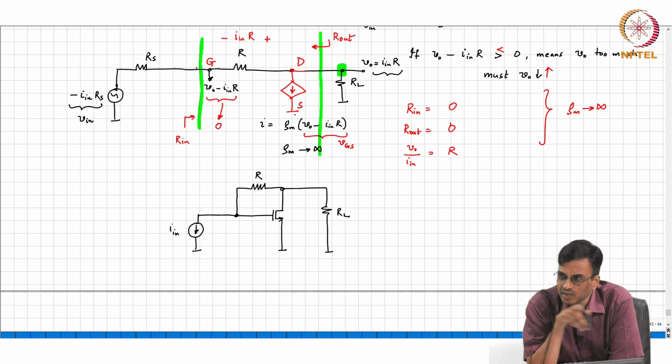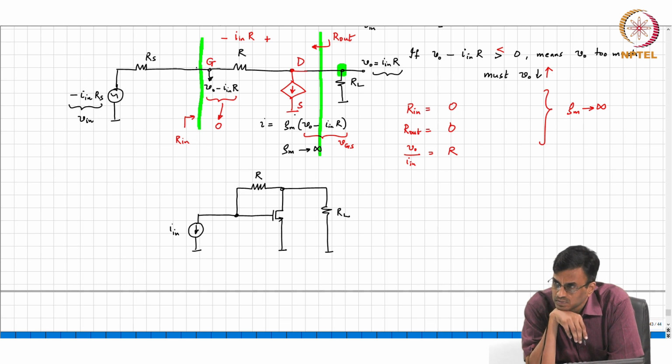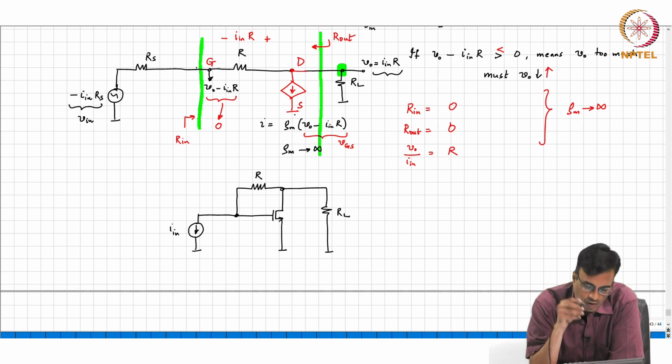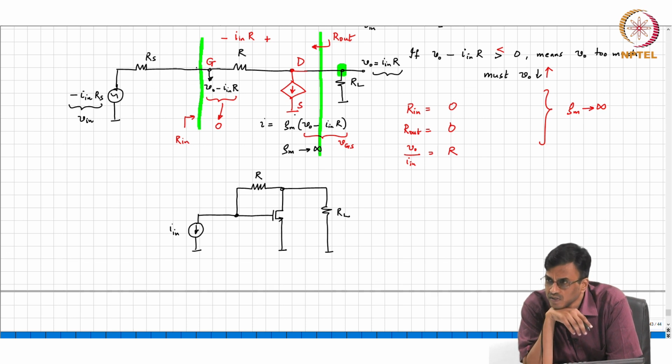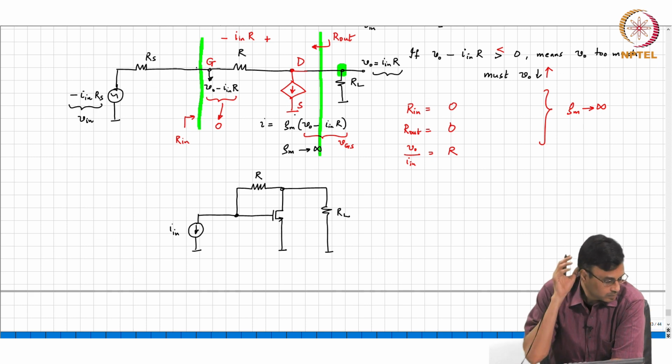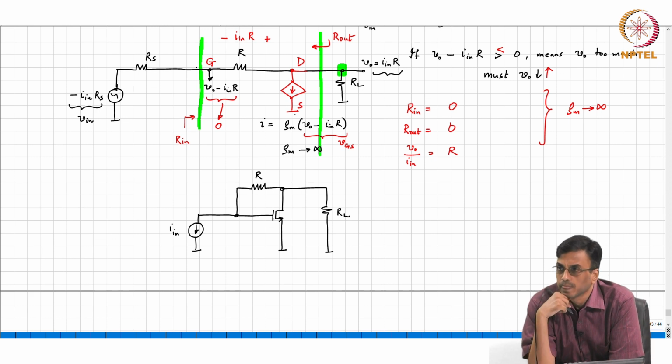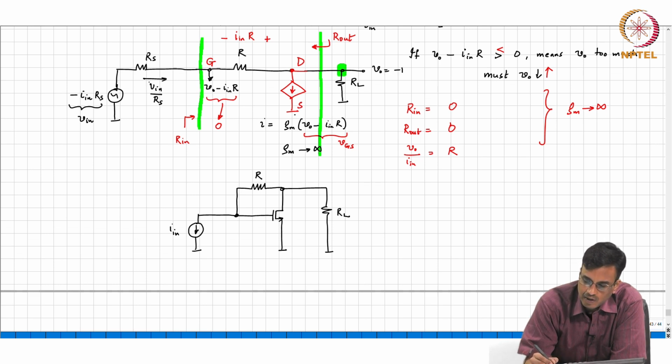Correct. It is not, because the current through Rs is Vn by Rs. Do you understand? There is a difference between the two. One is the cause and one is the effect. Which is the cause? Okay. So Gm tends to infinity, so the gate voltage is 0. So what is the current flowing in? Minus R by Rs into Vn.